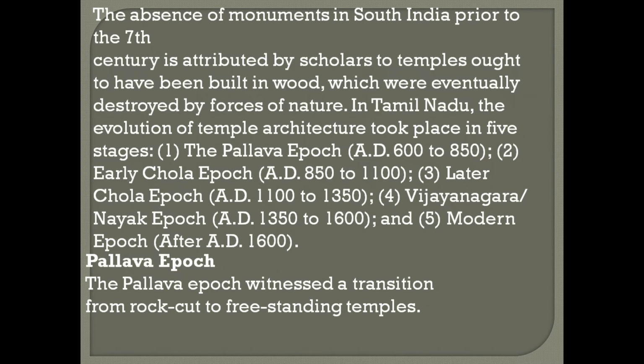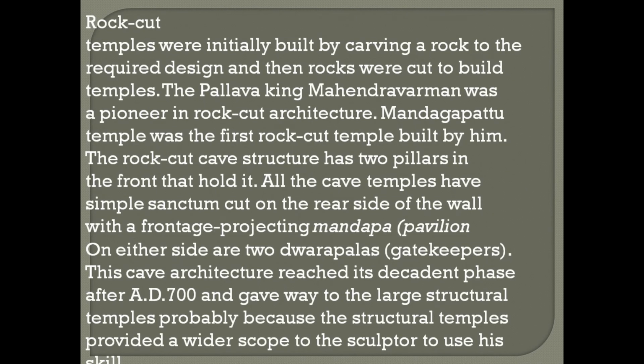The Pallava epoch witnessed a transition from rock cut to freestanding temples. The first one is rock cut. Temples were initially built by carving a rock to the required design, and then rocks were cut to build temples. The Pallava king Mahendravarman was a pioneer in rock cut architecture. Mandagapattu temple was the first rock cut temple built by him.